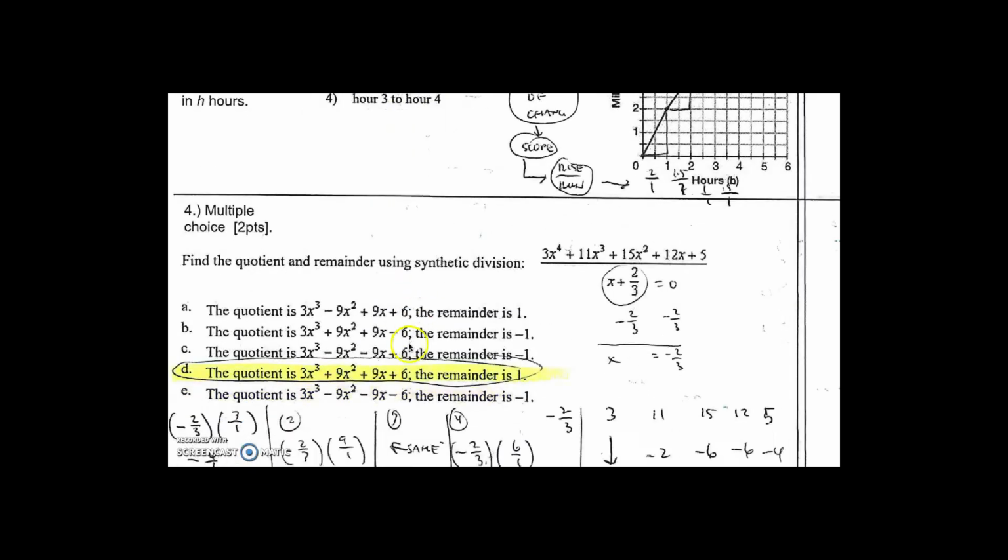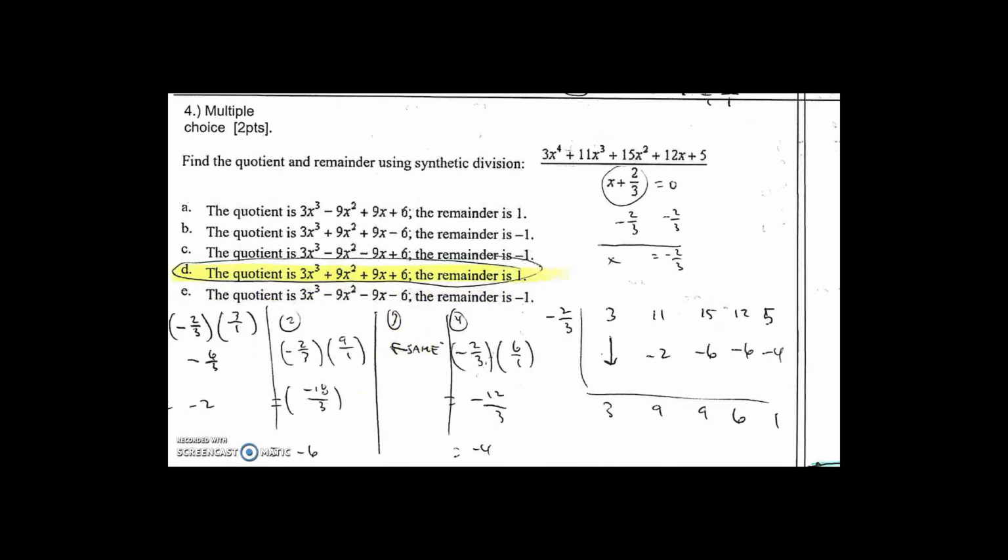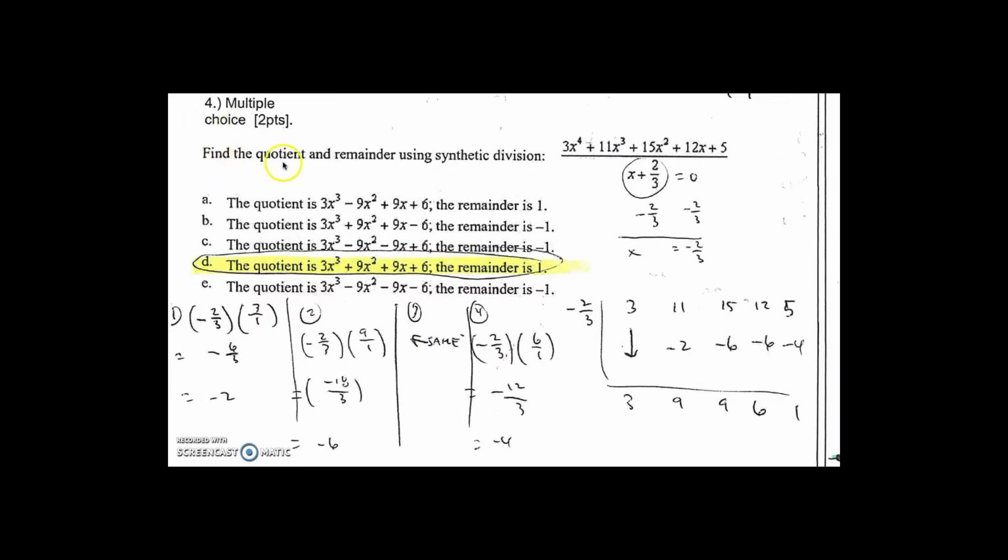Question number 4, find the quotient and remainder using synthetic division. So I have a polynomial here, 3x to the 4th plus 11x to the 3rd plus 15x squared plus 12x plus 5. Notice this is written in descending order. Descending order means by the exponents. Also notice that there are no missing terms there.